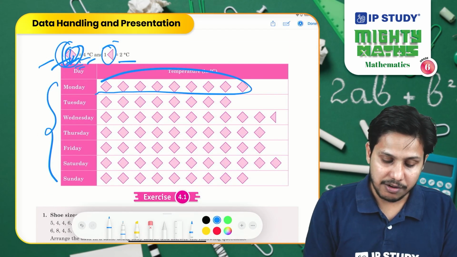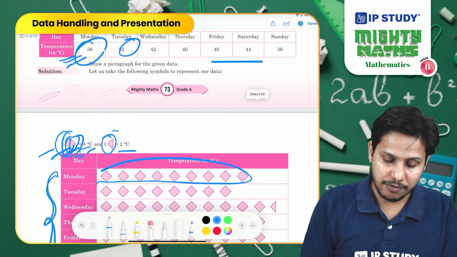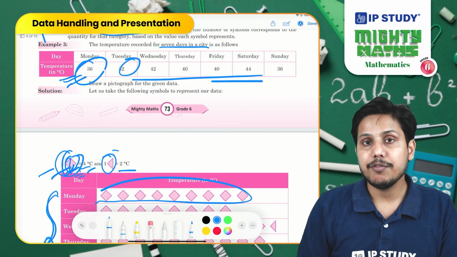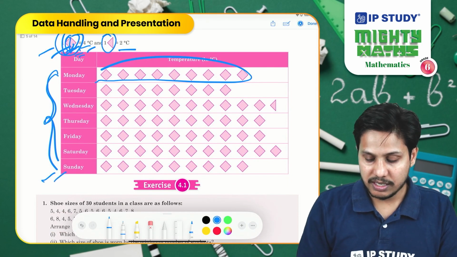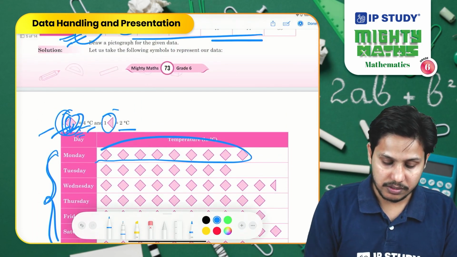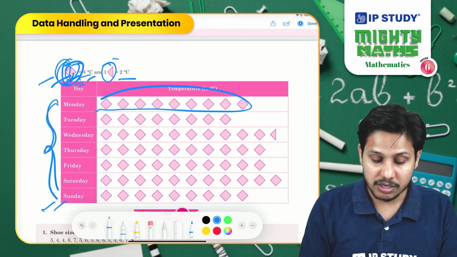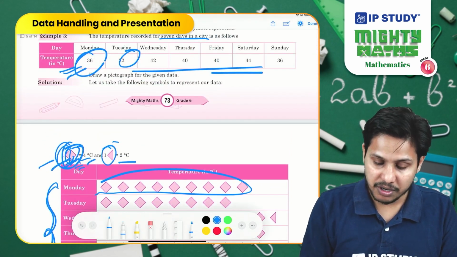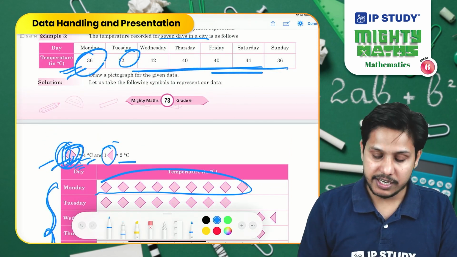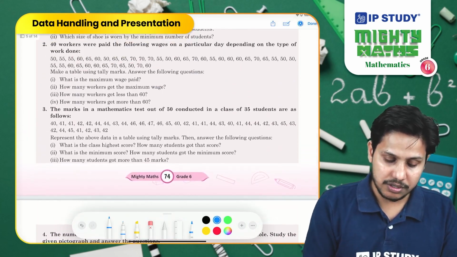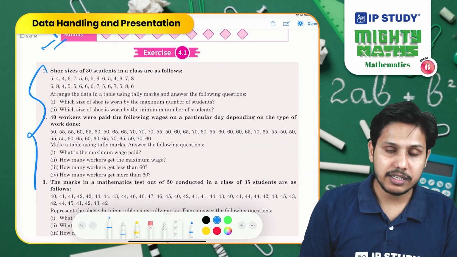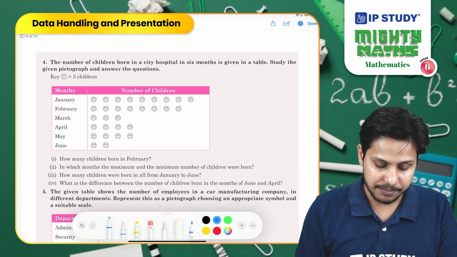Similarly, depending upon the data of the other days of the week, we can represent it in a table like this. You can go through the number of symbols that have been used depending upon the data that we have, and check if these are correct or not. All these questions are based on what we have already covered. You can go through them.